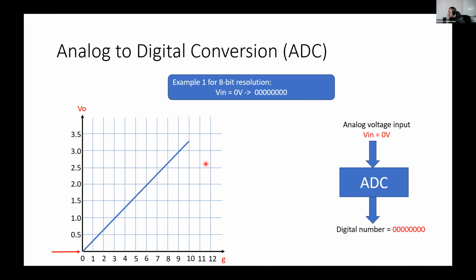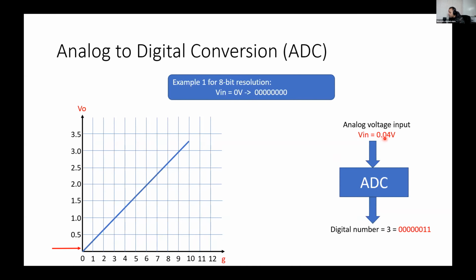For example, if the input was zero, then we will see output equal to, for example, for eight bit resolution, I mean, this ADC will convert the input analog voltage that you have into an 8-bit number. So if the input is zero, which means the acceleration is zero, then you will see eight zeros, which is of course zero.